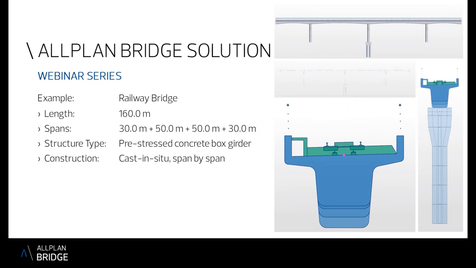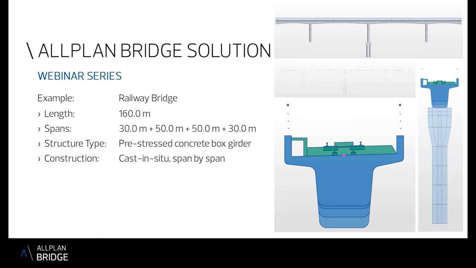In this first webinar from the series, we will show you how to model the railway bridge with a length of 160 meters and 4 spans. This bridge will be a pre-stressed concrete box girder, whose cross-section is shown on the right side of your screen. At the very top of the screen, you can see the geometrical model made in Allplan Bridge, and below it also an analytical model made in Allplan Bridge and derived directly from the geometrical model. This bridge will be built by using the span-by-span erection method as cast-in-situ.